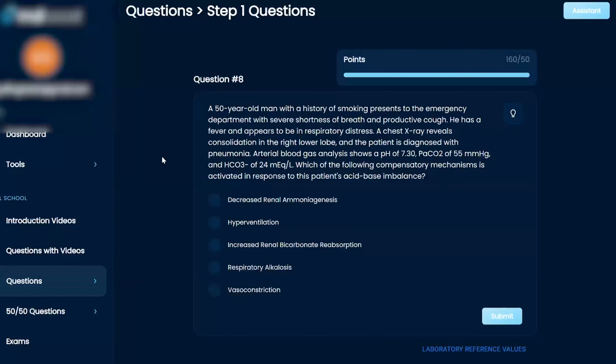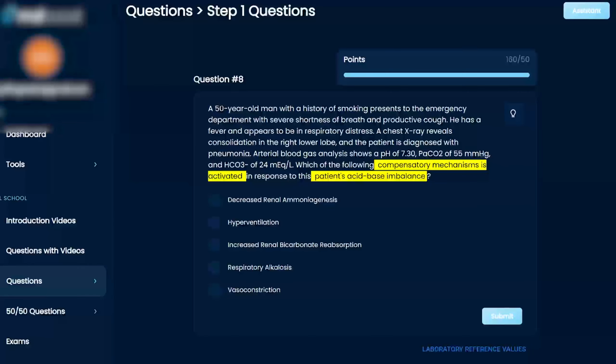All right, work me through this question here. Which of the following compensatory mechanisms is activated in response to this patient's acid-base imbalance? Decreased renal ammoniogenesis, hyperventilation, increased renal bicarbonate reabsorption, respiratory alkalosis, or vasoconstriction.